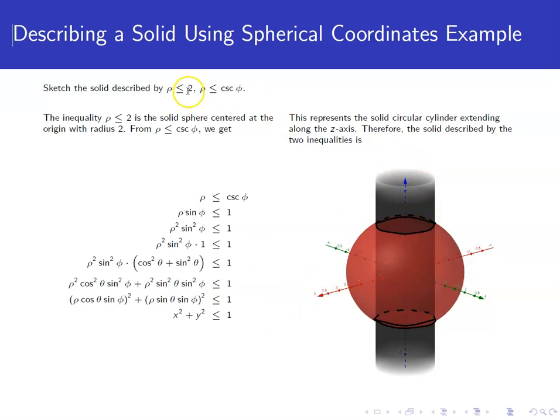So these two inequalities together represent the solid piece of the cylinder that lies inside the sphere. Or said maybe even a little bit better, I could imagine drilling a hole through the sphere along that cylinder, and it's actually the hole that I'm interested in. This would describe the hole that I drilled if I drill along that cylinder.